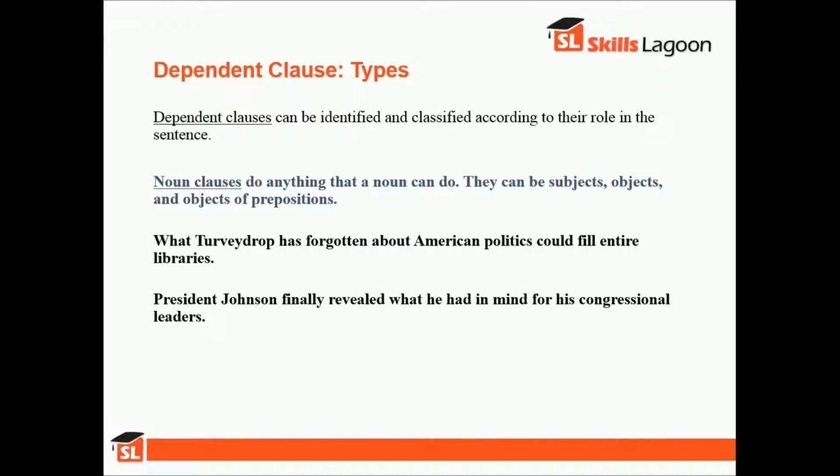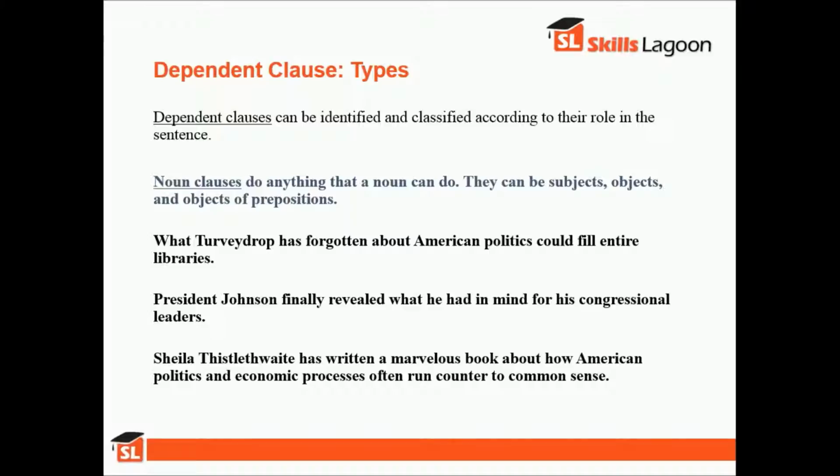In the next example, President Johnson finally revealed, and from here onwards we have a dependent clause, what he had in mind for his congressional leaders. If I replace this chunk, this dependent clause, with a noun, for instance, President Johnson finally revealed the plan, so this acts perfectly as an object. The object, the plan, which was revealed by the subject, President Johnson.